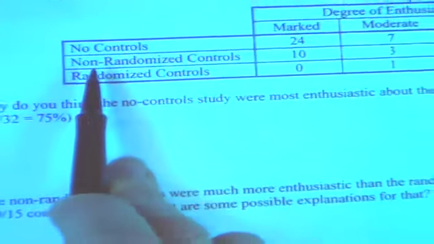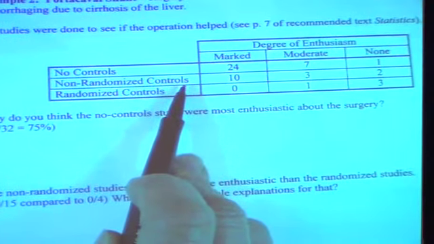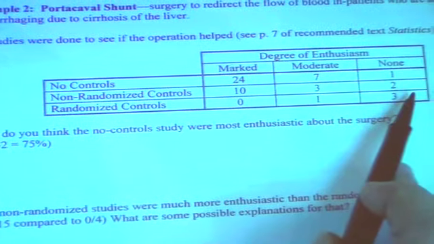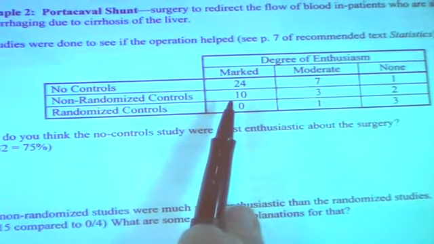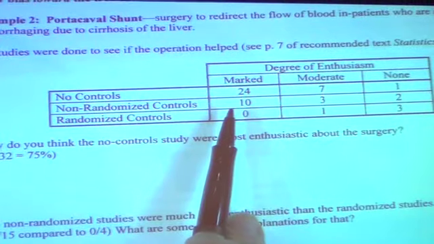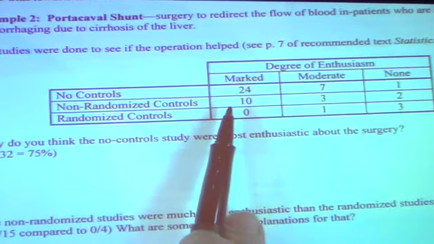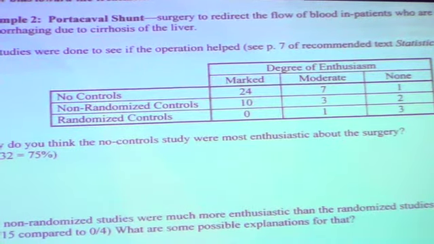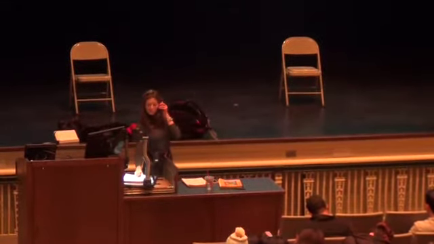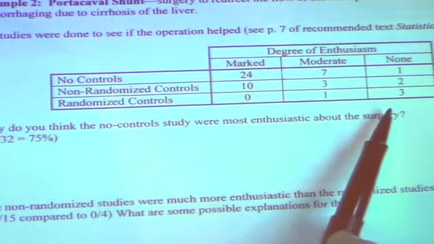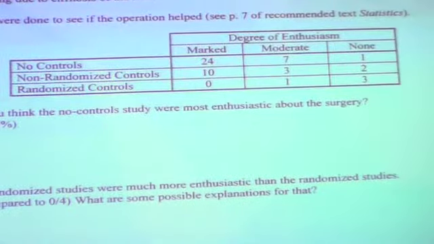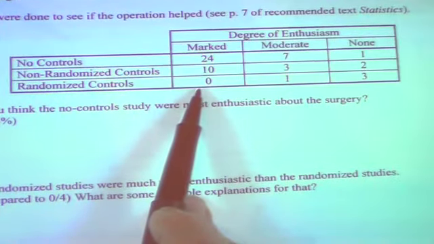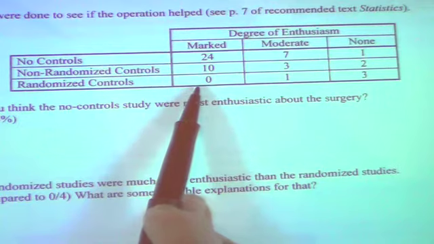Now let's look at these non-randomized controls. Only 15 of these studies were done, but still 10 out of the 15 were very enthusiastic and said that they got excellent results. Now, they made an explicit comparison, and they said the people that we operated on survived longer. So I strongly recommend that you do this. And then there were only 4 studies, because these randomized ones are harder to do, only 4 studies that were randomized, and none of them advocated using this procedure.